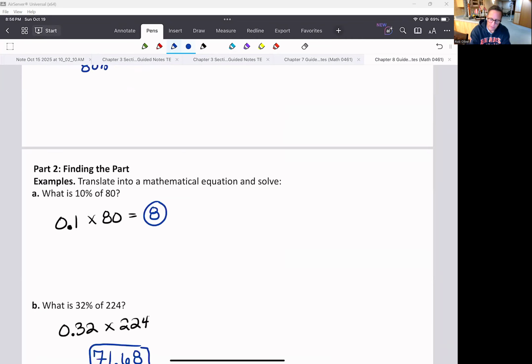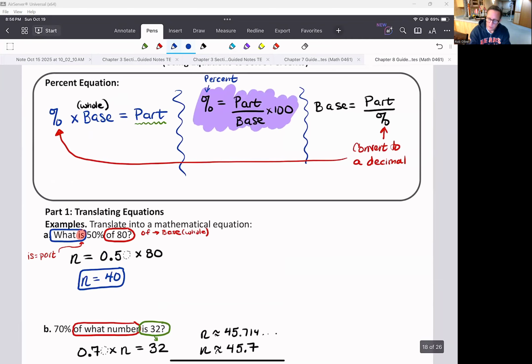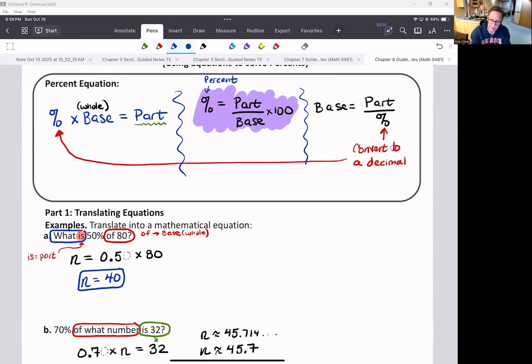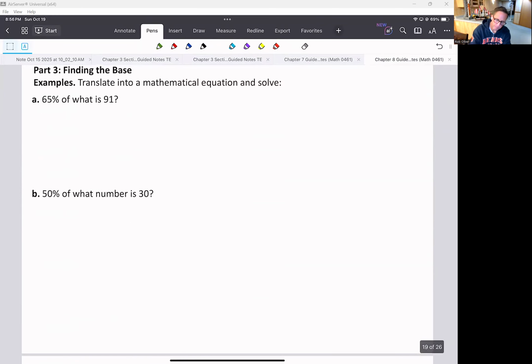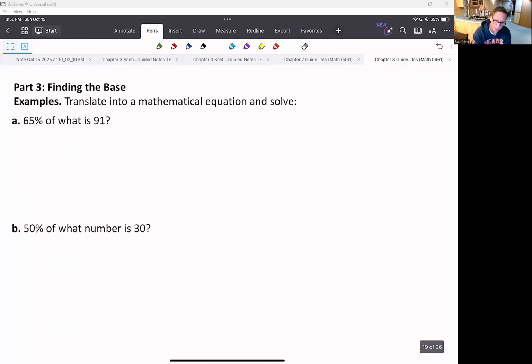All right, finding the base is where you take the part and divide it by the percent. I'm looking at this equation right there. You take the part divided by the percent. So on this one, we're going to do 91 divided by 0.65, and you get 140 for that one.